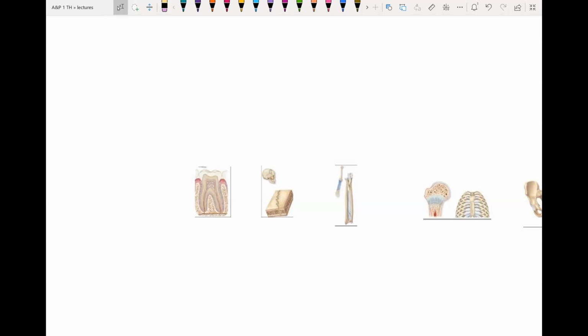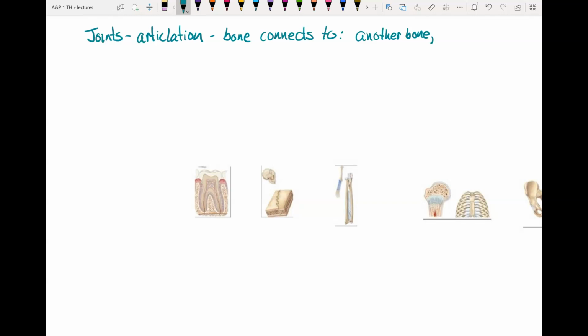In this chapter, we're going to learn about joints, which are also known as articulations. This is where a bone connects to something else. And there's three possibilities for what that bone can connect to. It can connect to another bone, to cartilage, or a tooth. And you have many joints in the body, and we classify these joints.